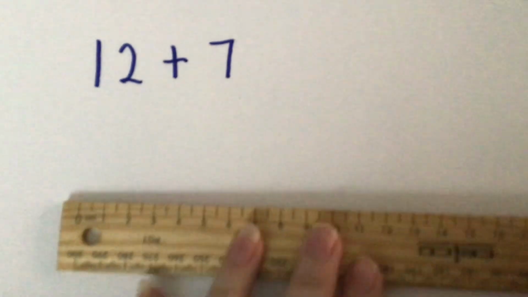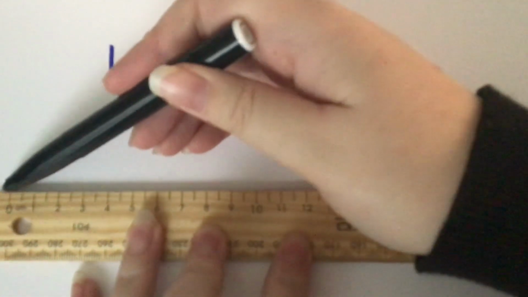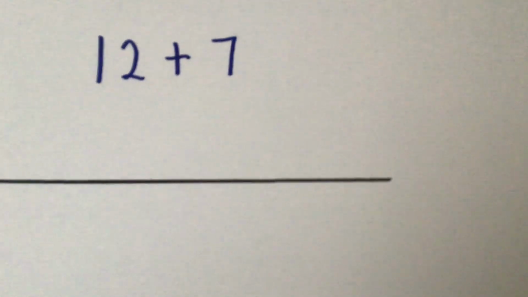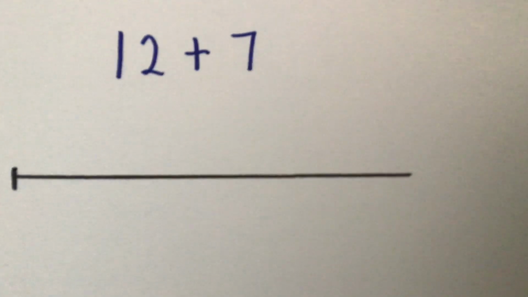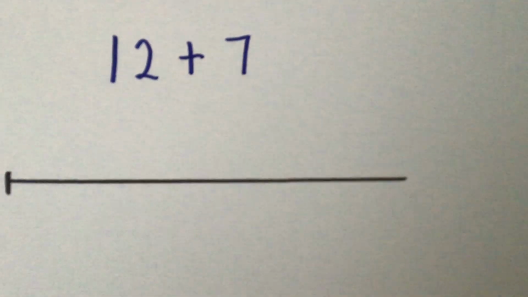So the first step is to rule your number line. Get your ruler and rule a nice line across your page. Okay. The next step is we need to have a starting number. When we're adding, we don't quite need an end number until we get our answer.